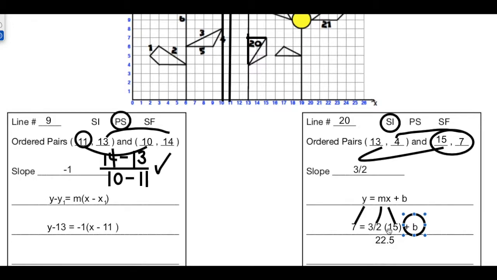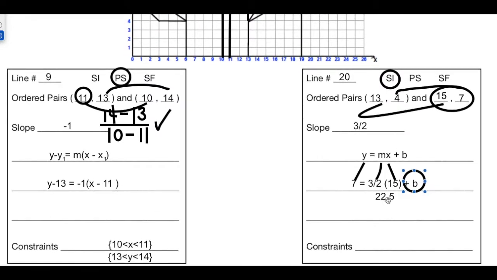So 3/2 times 15 is 22.5, and so to isolate the b, I need to subtract 22.5 from the right side of the equation, and I also need to subtract that from the left side. So what I have is 7 minus 22.5, which is negative 15.5, and that's my b value.